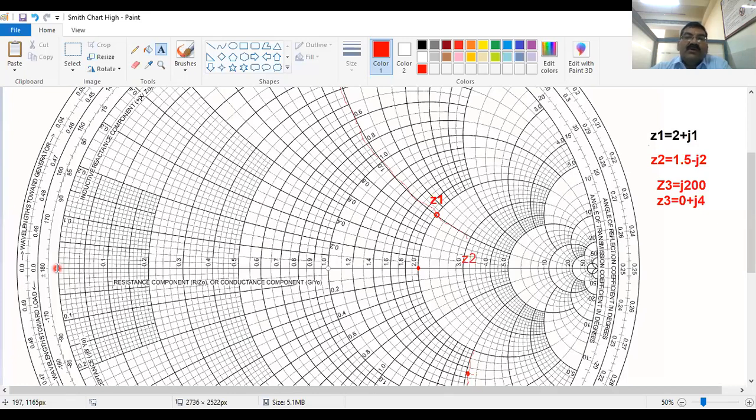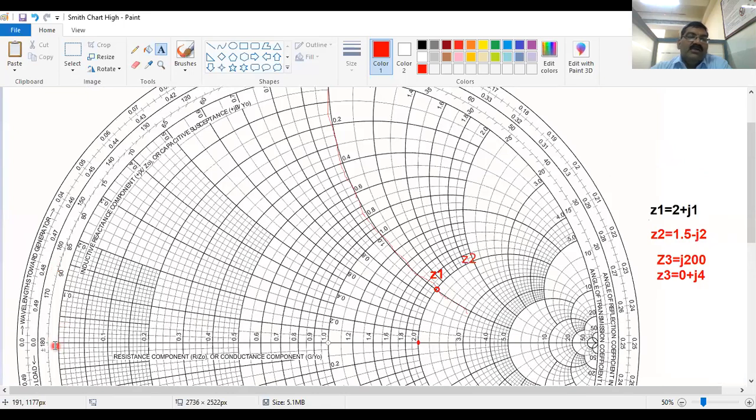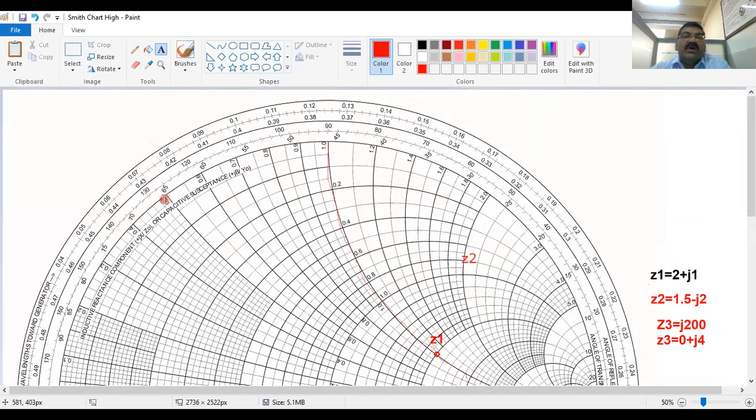Plus J4. Quickly, I want the answer. Whether I have to go up or down? Up. Yes. Why up? Because it is plus, so I'll go up. So this is 0, 0.1, 0.2. This is 0.3. This is 0.4. This is 0.5. This is 0.6, 0.7, 0.8, 0.9, 1, 1.2.